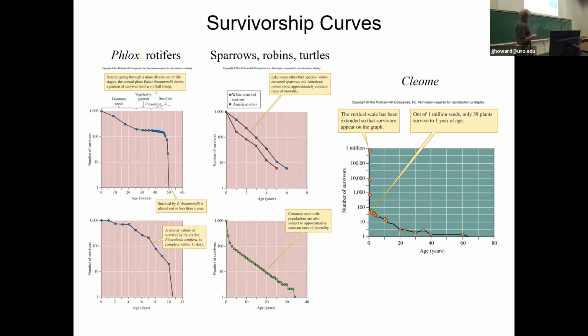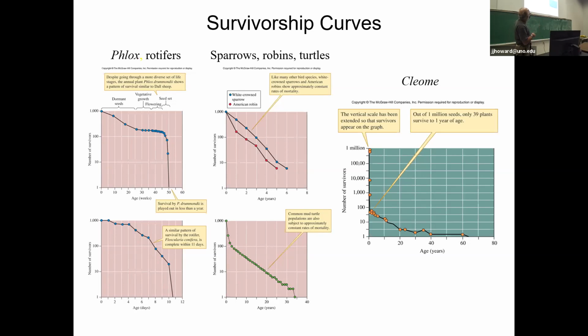In the middle, you have some animals that have a constant rate of mortality. Here's white-crowned sparrows and robins, and notice that the probability of death is the same every single year. Straight line. Okay, and here are mud turtles. These are not sea turtles at the bottom in the middle. These are mud turtles. And once you get past this initial mortality, it's pretty much constant the rest of their lives.